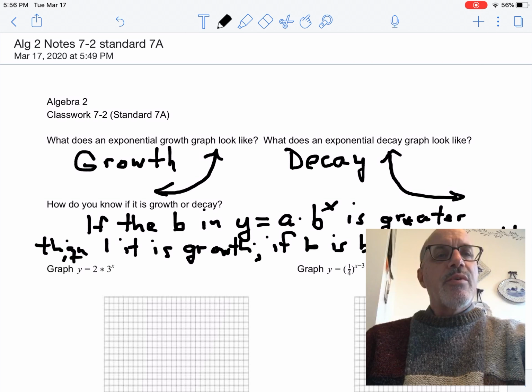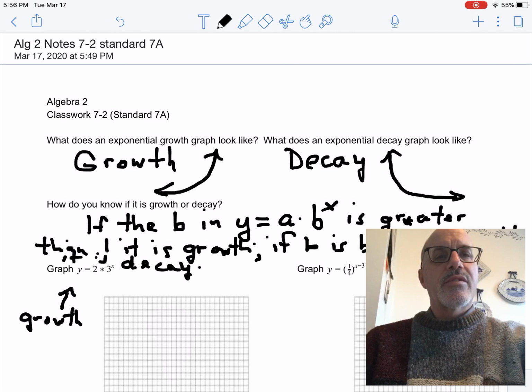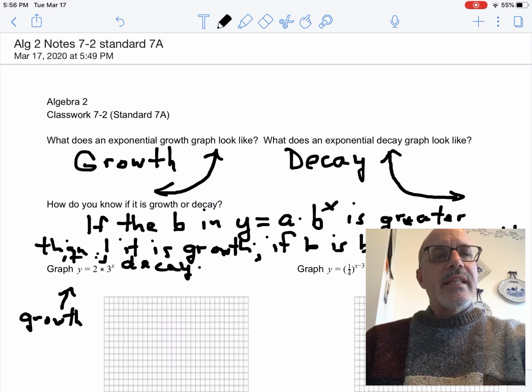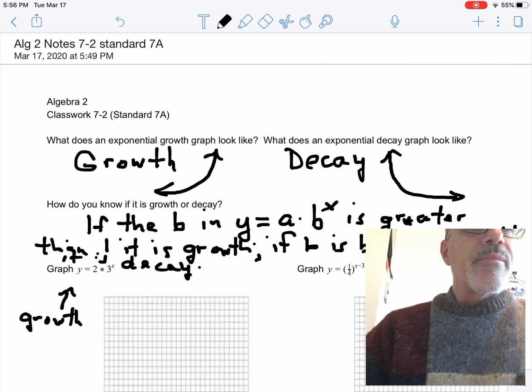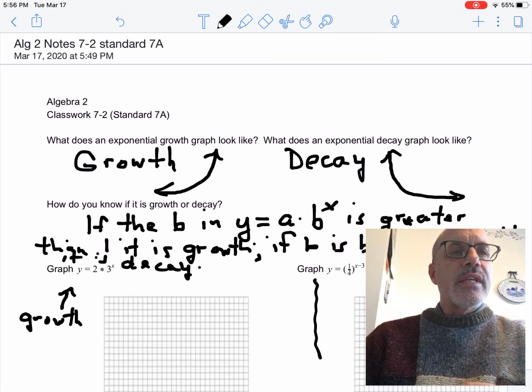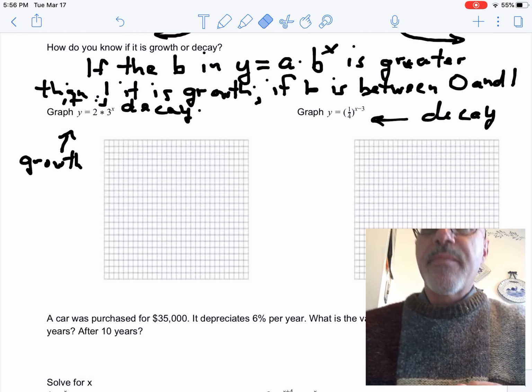Now just below this we have a couple examples of this. So if you look at the first graph that we're going to do here, that one's going to be growth because the 3 to the x power is larger than 1. And then the next one, because the thing that's to the exponent of the 1/4, that's going to be decay.